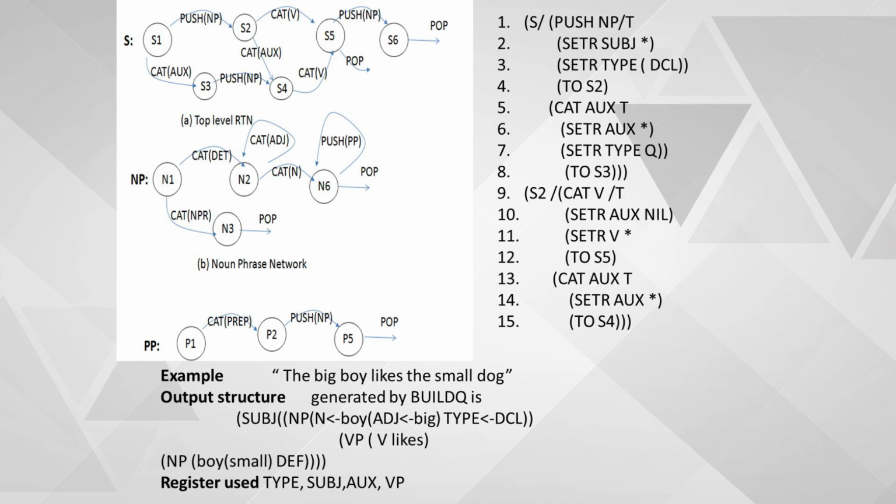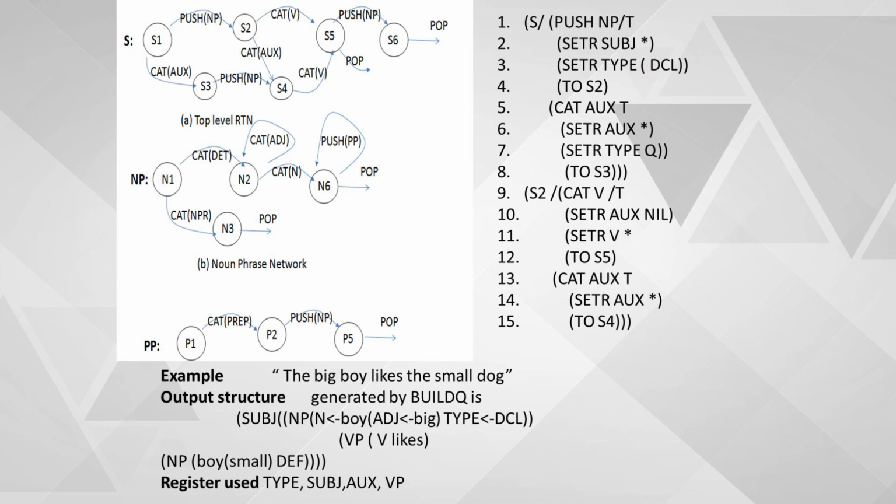Once the entire sentence has been processed, this ATN will return a structure. Below is an example, the big boy likes the small dog. If this sentence is passed through this network, it will give an output which is given over here, like the type of the sentence is declarative, then the noun phrase consists of boy, which is defined by big, and it is definite, that is the big boy. Verb phrase values will be stored in the verb registers, and these registers will return a structure which is defined over here.